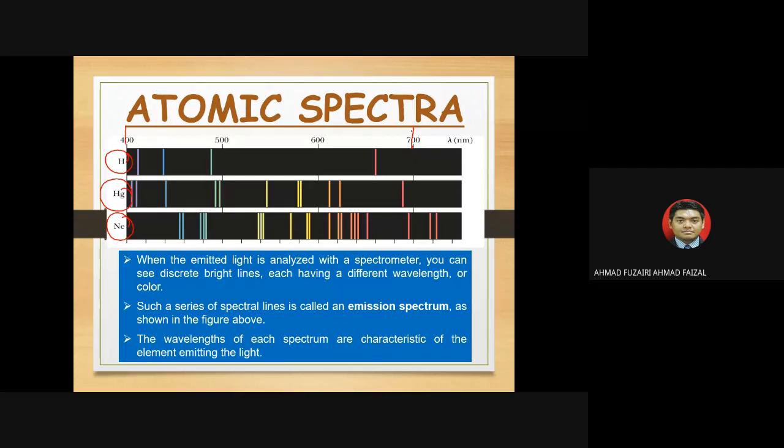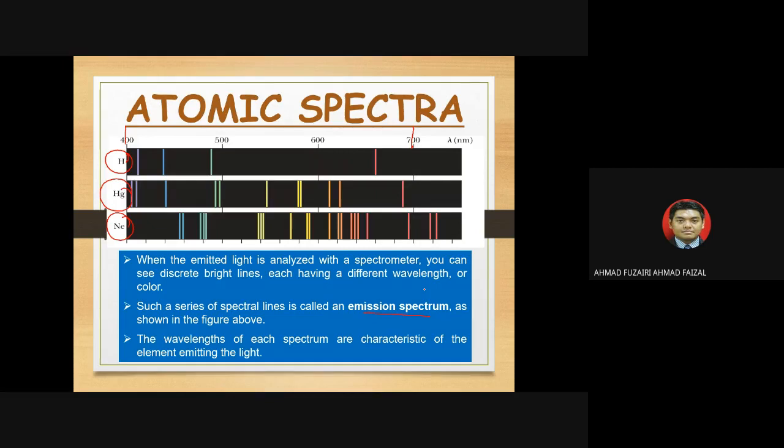From each element, you can discern the bright lines, each having a different wavelength or color. Such a series of spectral lines is called an emission spectrum. When you have a light and use a spectrometer, you can see different colors in the visible range. So we eliminate everything just to look at these colors. This is what we call the emission spectrum, as shown in the figure.